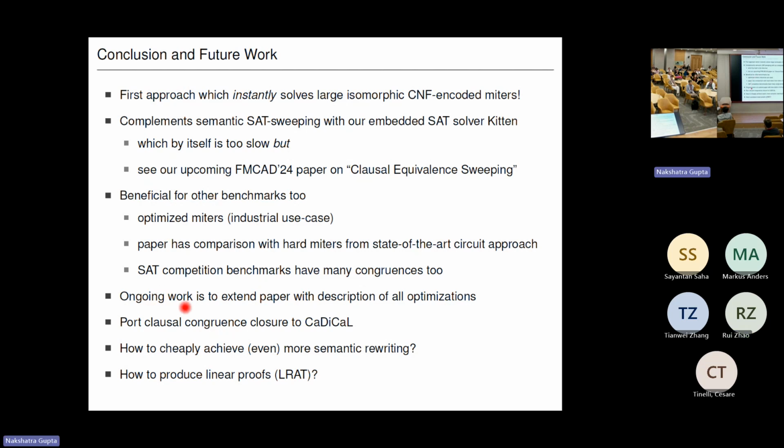All right, so we want to extend the paper with a description of all optimizations, and Mathias Fleury is working on a port to CaDiCaL. So he has it almost done, so we're going to have this also in CaDiCaL.